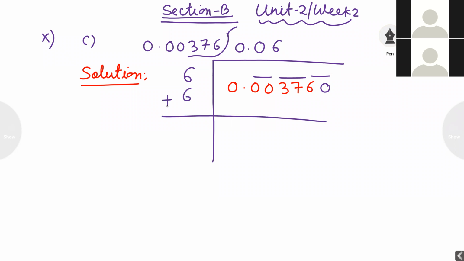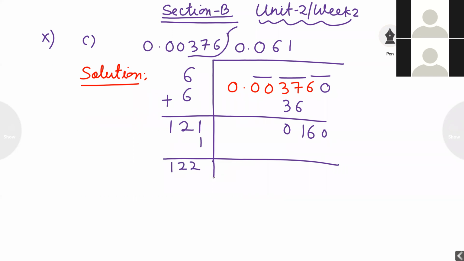6 plus 6 is 12, and 6 6s are 36. Okay, 1 0 60. Again I want to take one time. 1 1, 122, 121, 9, 3 0. Now the question has asked, find the square root of 0.00376 up to 3 decimal places. After the decimal point I got 3 digits.